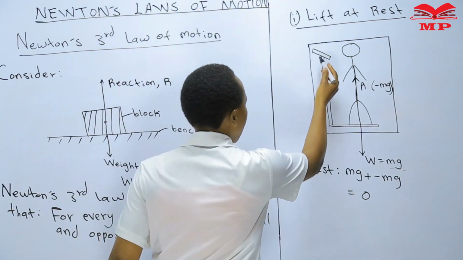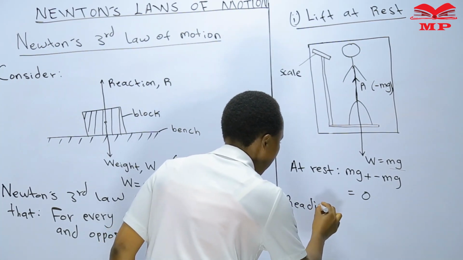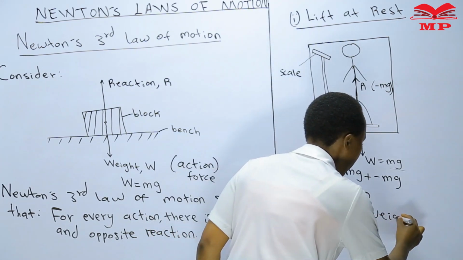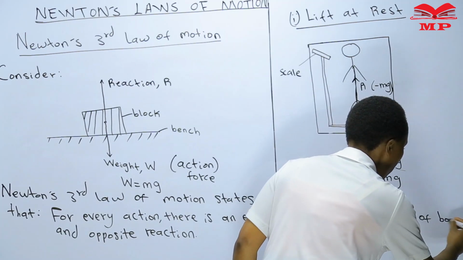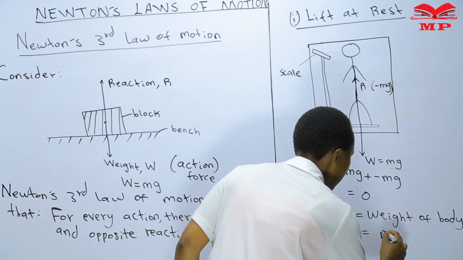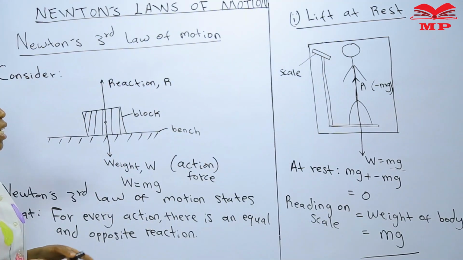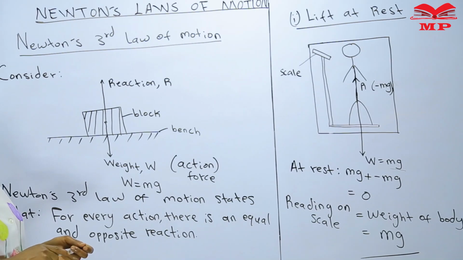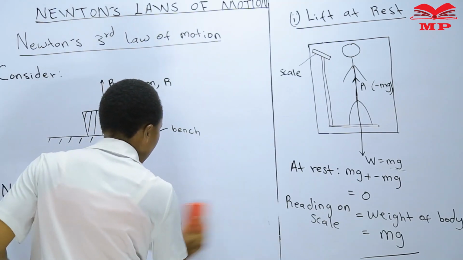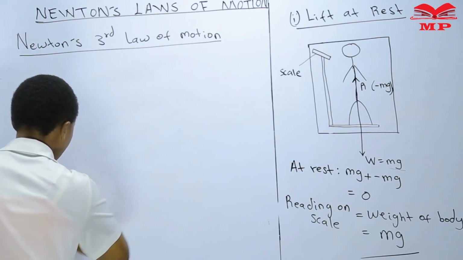And therefore, the reading on the scale will simply be equal to the weight of the body, which is given by the mass times the gravitational force. So that will be the reading on the scale when the lift is at rest. Now I want us to move ahead and consider another case, when the lift is moving upwards with an acceleration a.